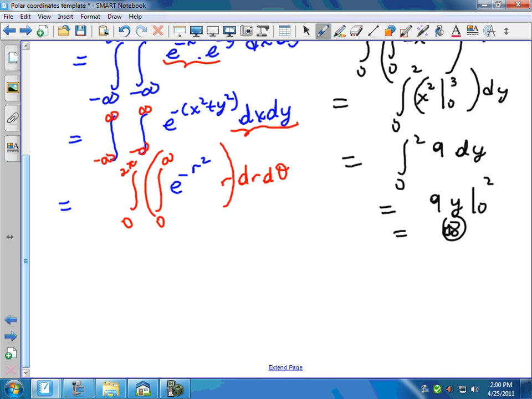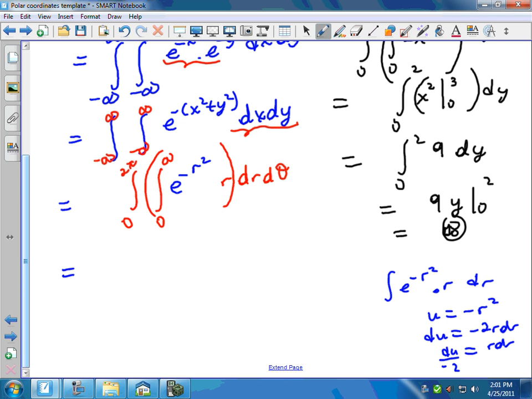Now, can you integrate e to the negative r squared times r? Can you integrate that? How do you integrate this? Use substitution, right? Let u be negative r squared. du is negative 2r dr. So r dr is what? r dr is du over negative 2.